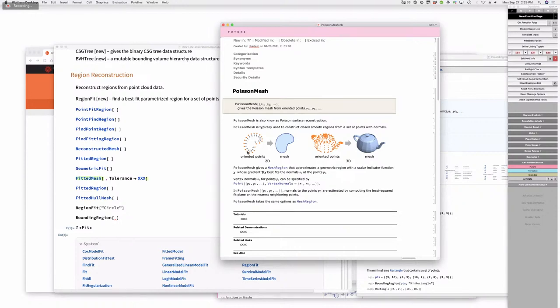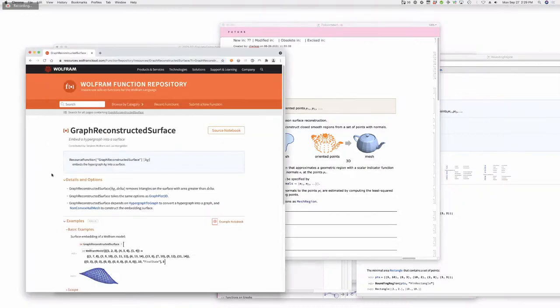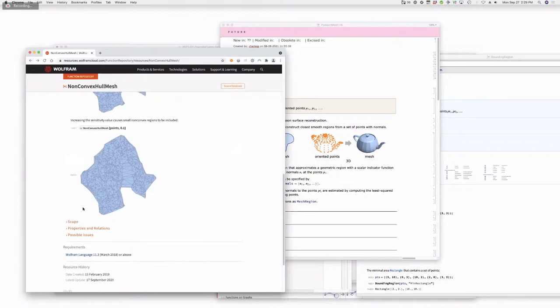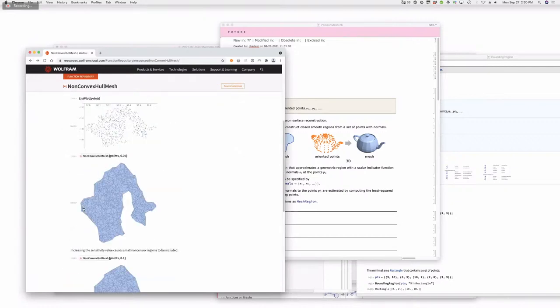For example, the concave hull, are all the points inside? For example, the Poisson mesh, you can define. Well, we don't know. Do we know or don't we know? For the concave hull mesh? Yeah, I think all the points are inside. Yeah, I think so too. Are all the points inside? Charles, what's the answer to that?